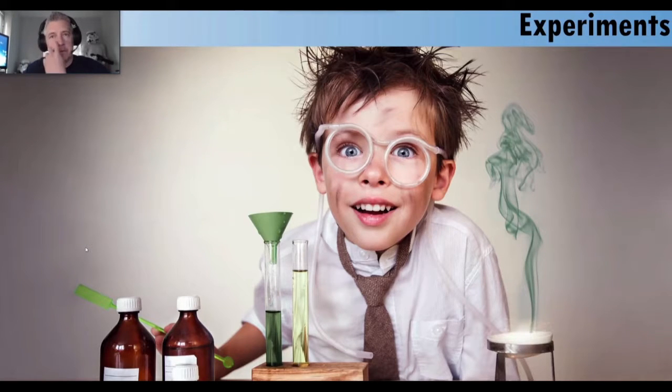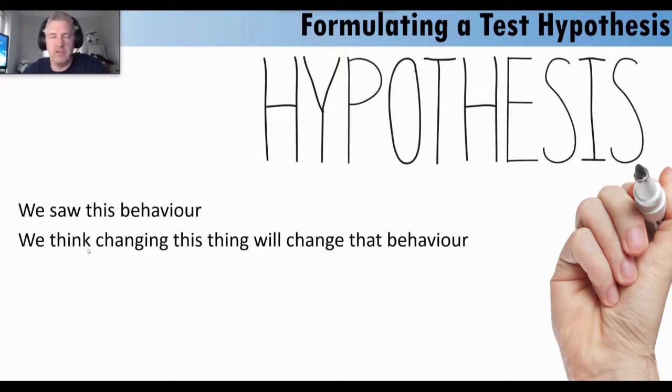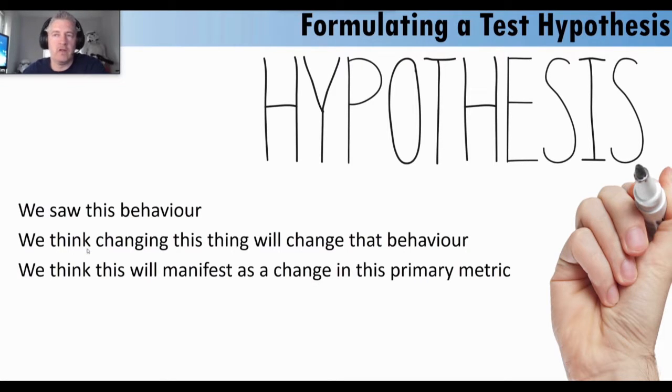So we're talking about experiments. And really, we talk about scientific test design and we're talking about hypotheses. So in basic terms, we saw this behavior. We think that changing this thing on the page in the user journey will change that behavior. And we think that this will manifest itself.